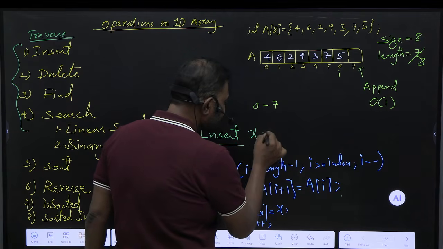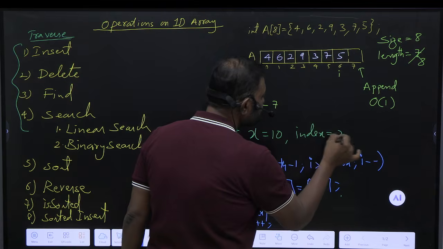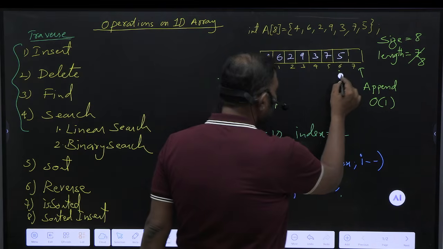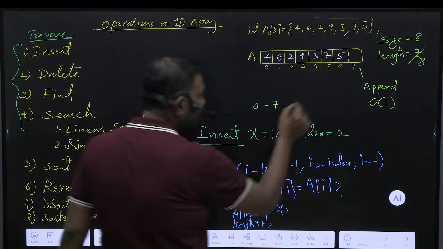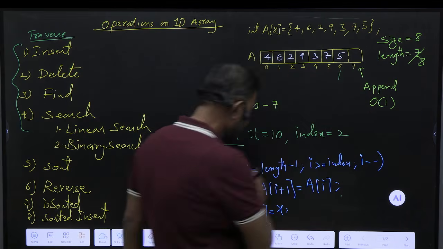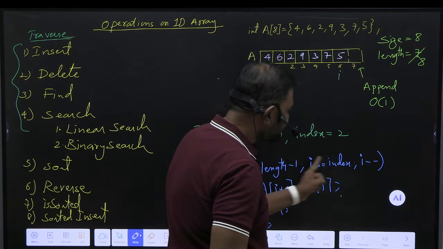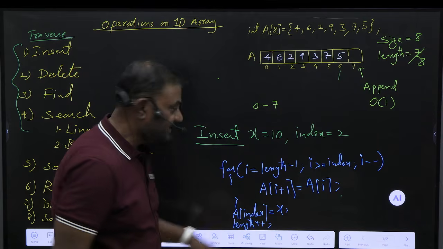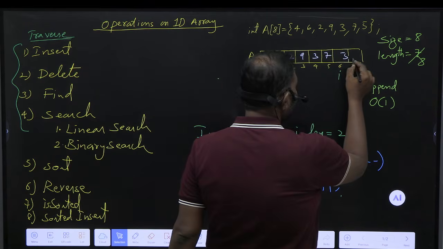Now I want to insert a value 10 at index 2. When I want to insert an element at index 2, what do I have to do? I should start i from length minus 1, as per the code we have written. Then, as long as i is greater than or equal to index, I should go on shifting the elements. So how many elements are shifted? This 5 is shifted here.